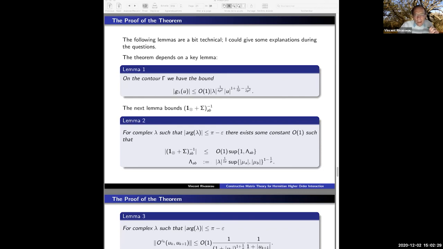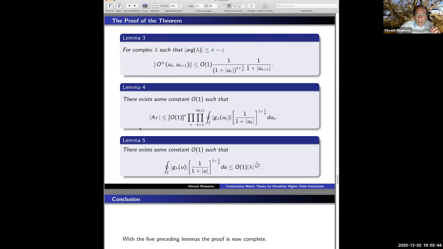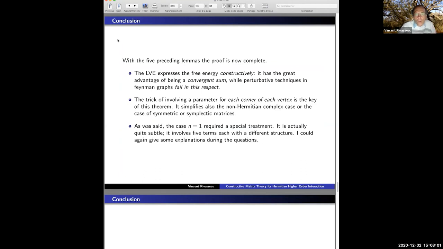The next lemmas are lemma 2, lemma 3, lemma 4, and lemma 5. With the five preceding lemmas, the proof is now complete.